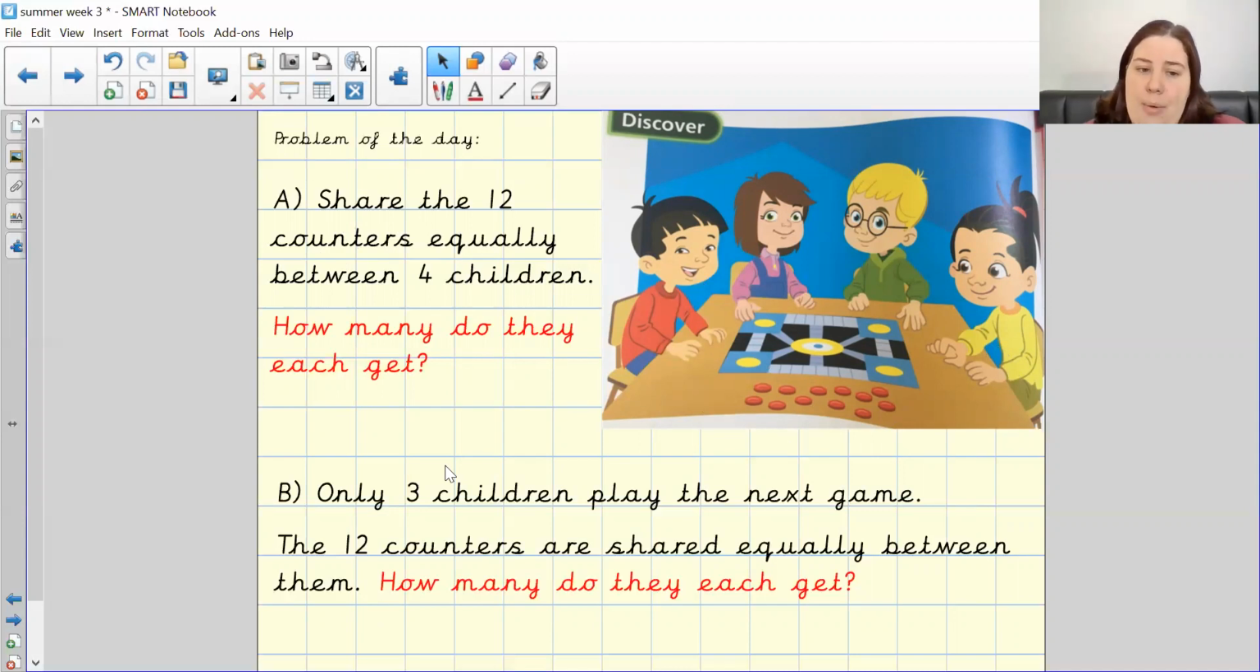And then the second part of the question is asking you, in the next game, one of them has lost, and that means that they are now out of the game. So there's only 3 left. They now need to divide the 12 counters equally between them. How many do they each get? Please stop the video now and solve the following question.